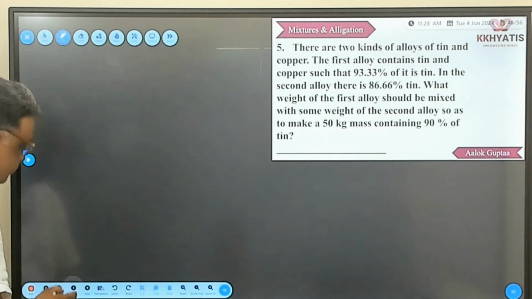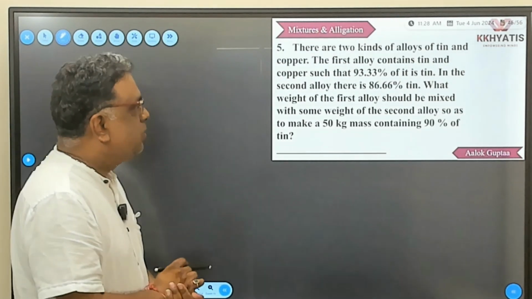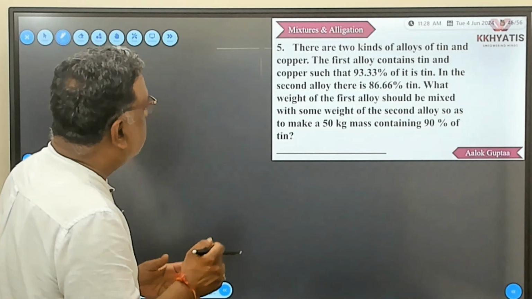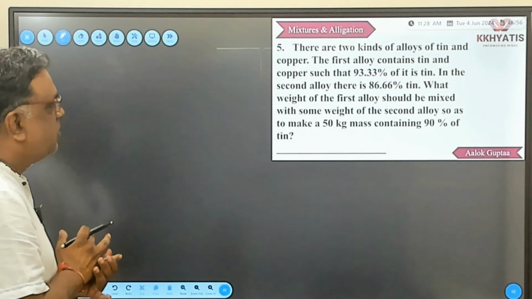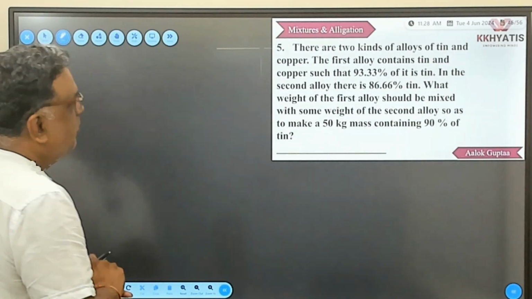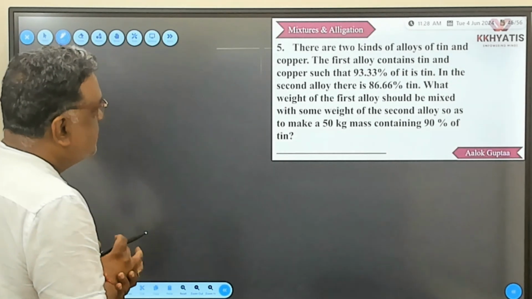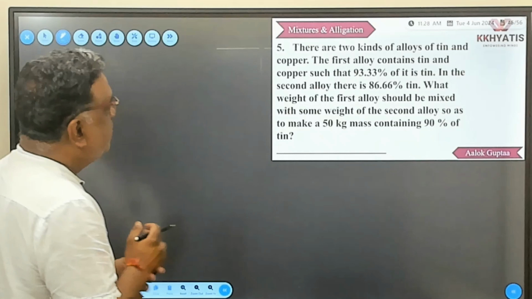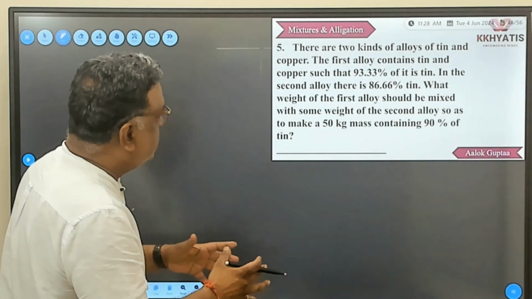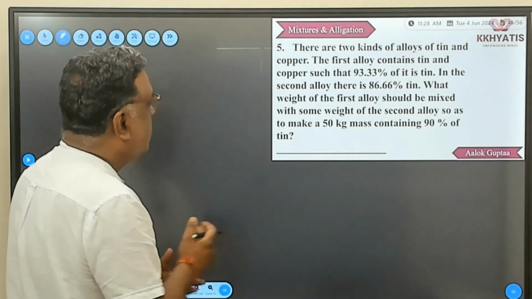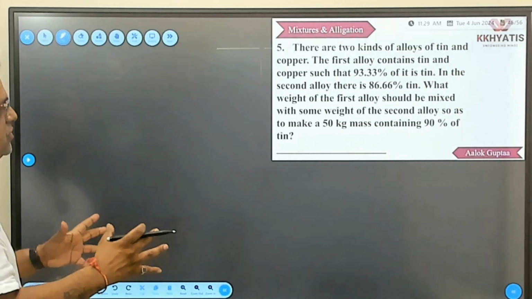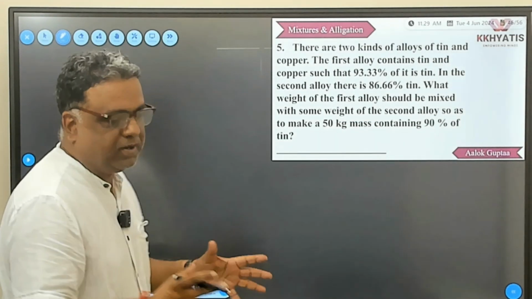Next. There are 2 kinds of alloys of tin and copper. The first alloy contains tin and copper such that 93.33% of it is tin. In the second alloy, there is 86.66% tin. What weight of first alloy should be mixed with some weight of the second alloy so as to make a 50 kg mass containing 90% of tin?